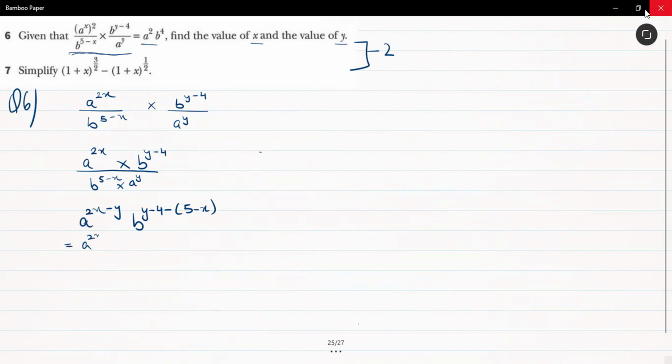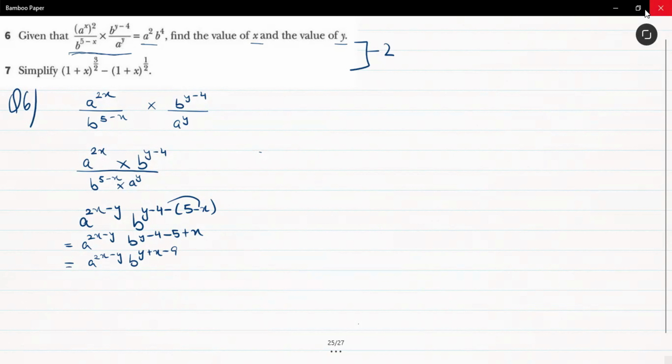We can say this is a to the power 2x minus y, b to the power y minus 4, and we have to multiply this negative by 5 minus x as a whole. So we are going to say minus 5, and minus multiplied by minus is going to be positive, so plus x. If I simplify this, I would get a to the power 2x minus y multiplied by b to the power y minus 4 minus 5. What is y minus 4 minus 5? It's minus 9. So y plus x minus 9. And now we have a simplified version of what we want.